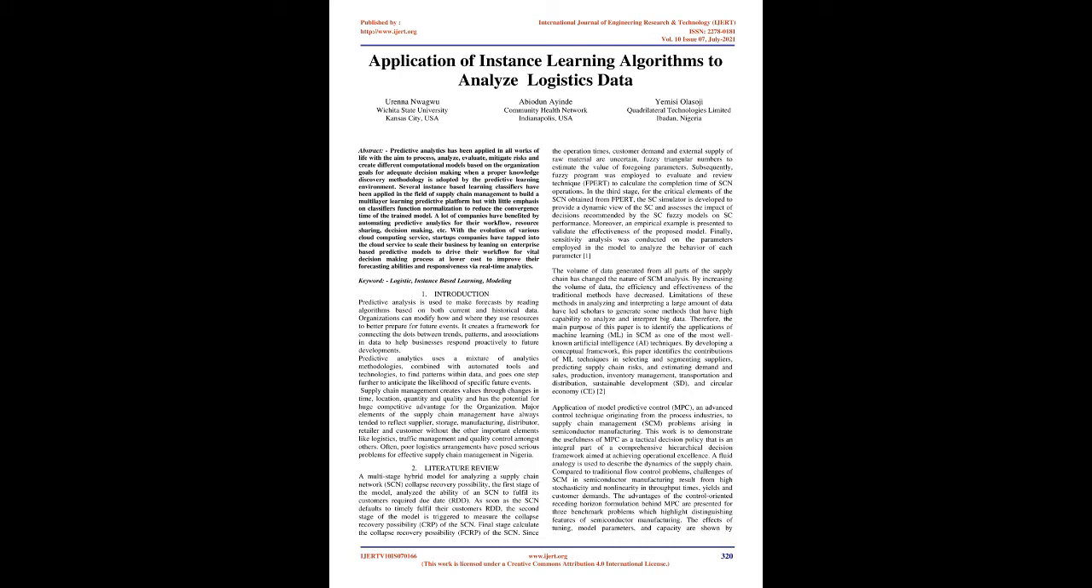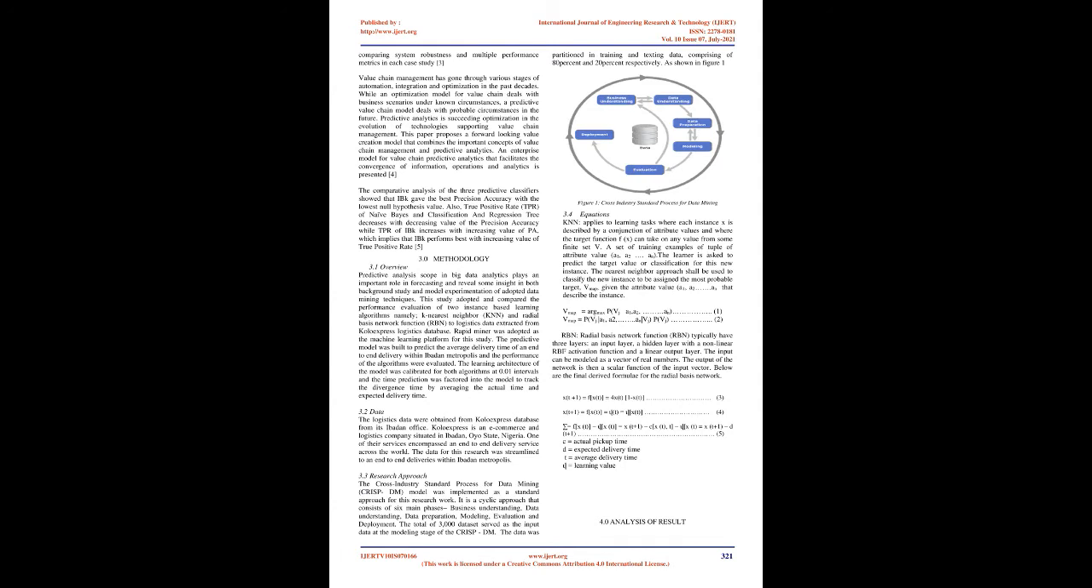1. The volume of data generated from all parts of the supply chain has changed the nature of SCM analysis. By increasing the volume of data, the efficiency and effectiveness of the traditional methods have decreased. Limitations of these methods in analyzing and interpreting a large amount of data have led scholars to generate some methods that have high capability to analyze and interpret big data.